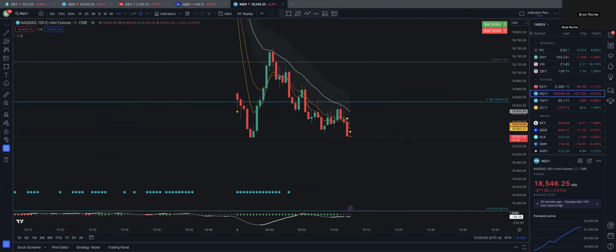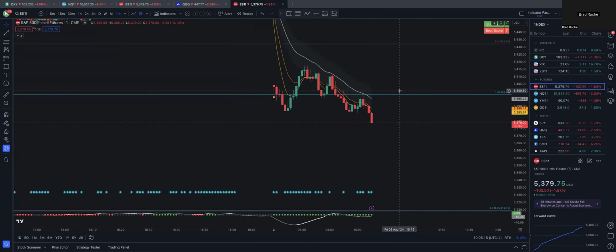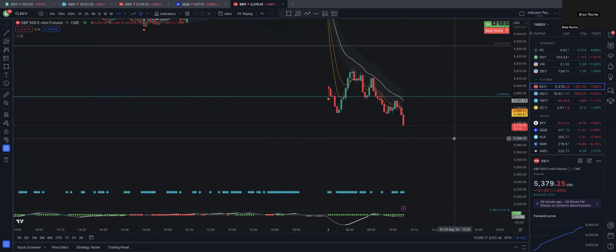So might be giving us a sell signal here. Yep, there's that flush. Same thing for ES. Nice flush. Congrats, Jim Guy. That was a good trade.